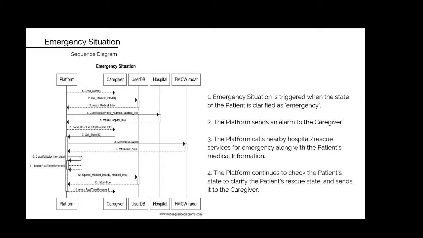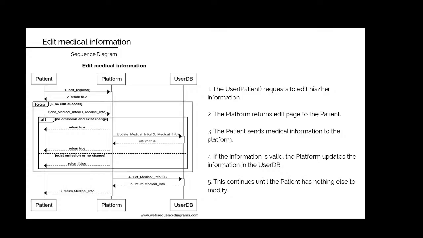Next is the sequence diagram for emergency situation. The emergency situation is triggered when the state of the patient is classified as emergency. The platform sends an alarm to the caregiver, and it calls a nearby hospital or rescue services for emergency along with the patient's medical information. The platform continues to check the patient's state to classify the patient's rescue state and sends it to the caregiver.